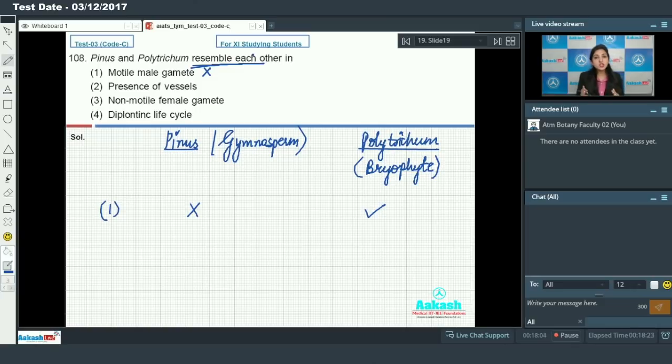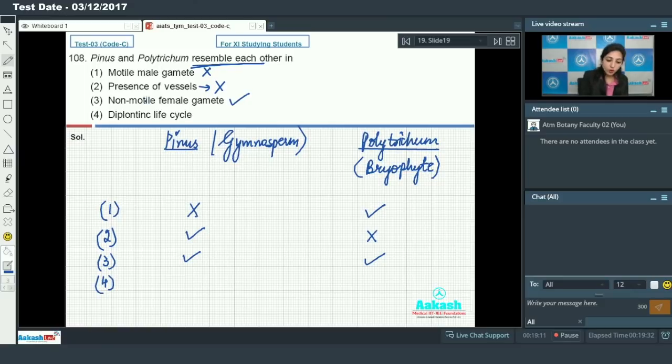So we have to find a feature which is present in both or which is absent in both. They will resemble each other only when there is a feature present in both or absent in both. Motile male gametes are absent in Pinus and present in Polytrichum. Presence of vessels. Vessels are a part of xylem, and xylem is a part of vascular tissues. Vascular tissues are present in gymnosperms, but they are absent in bryophytes. So this is also not the feature. This is incorrect. Non-motile female gamete is present in Pinus and also present in Polytrichum. So this is correct.